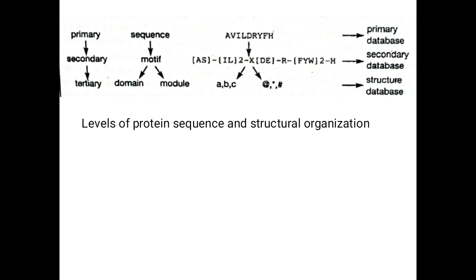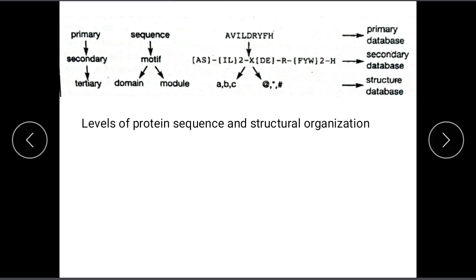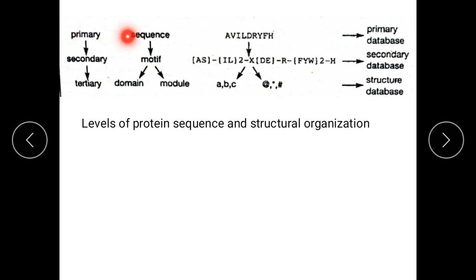So let's revise a little bit of what we have already learned. There are four structural levels of protein. The primary structure, you know, is a linear chain of amino acids; one can call it a sequence. Those sequences of amino acids are stored in primary protein sequence databases. When the sequence folds into a proper structure, that is alpha helix or beta sheet, that is stored in the secondary databases.